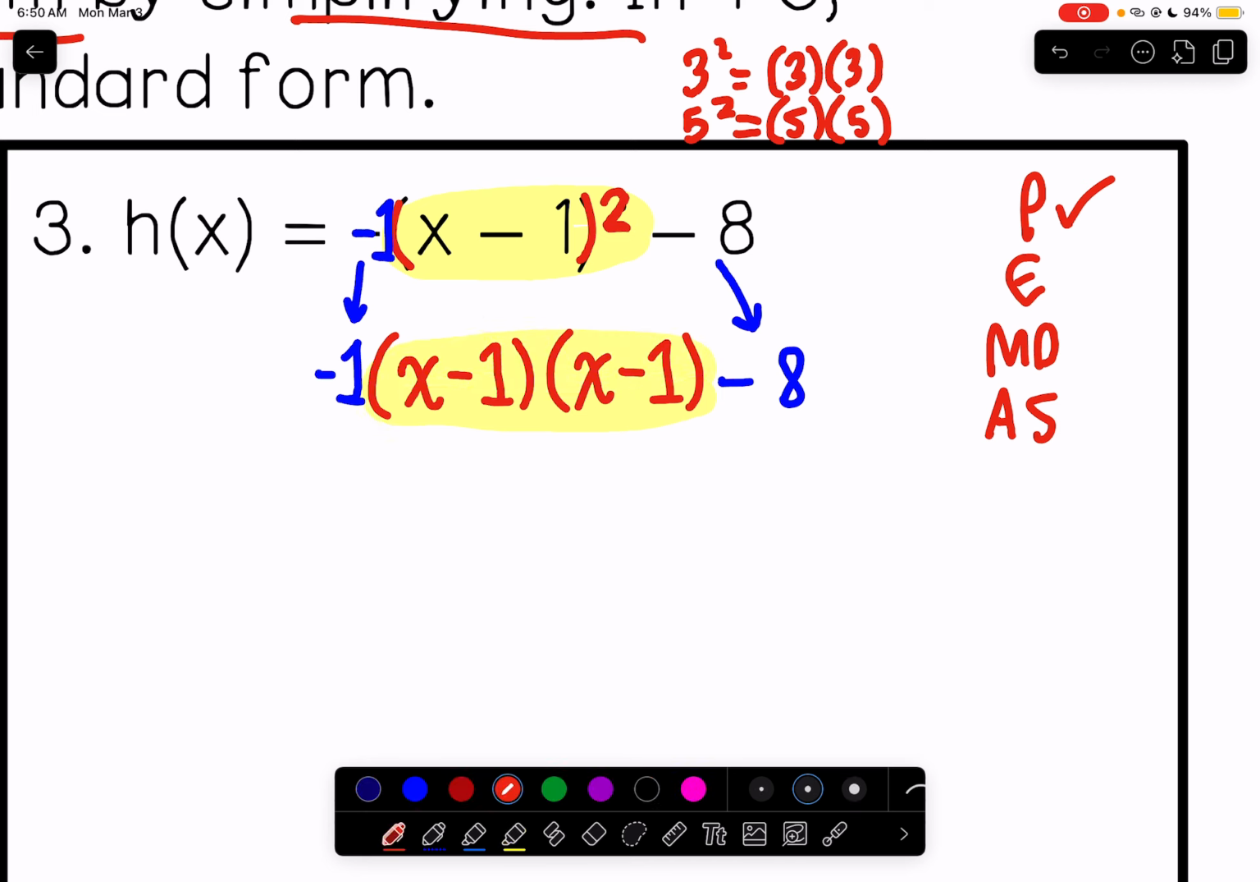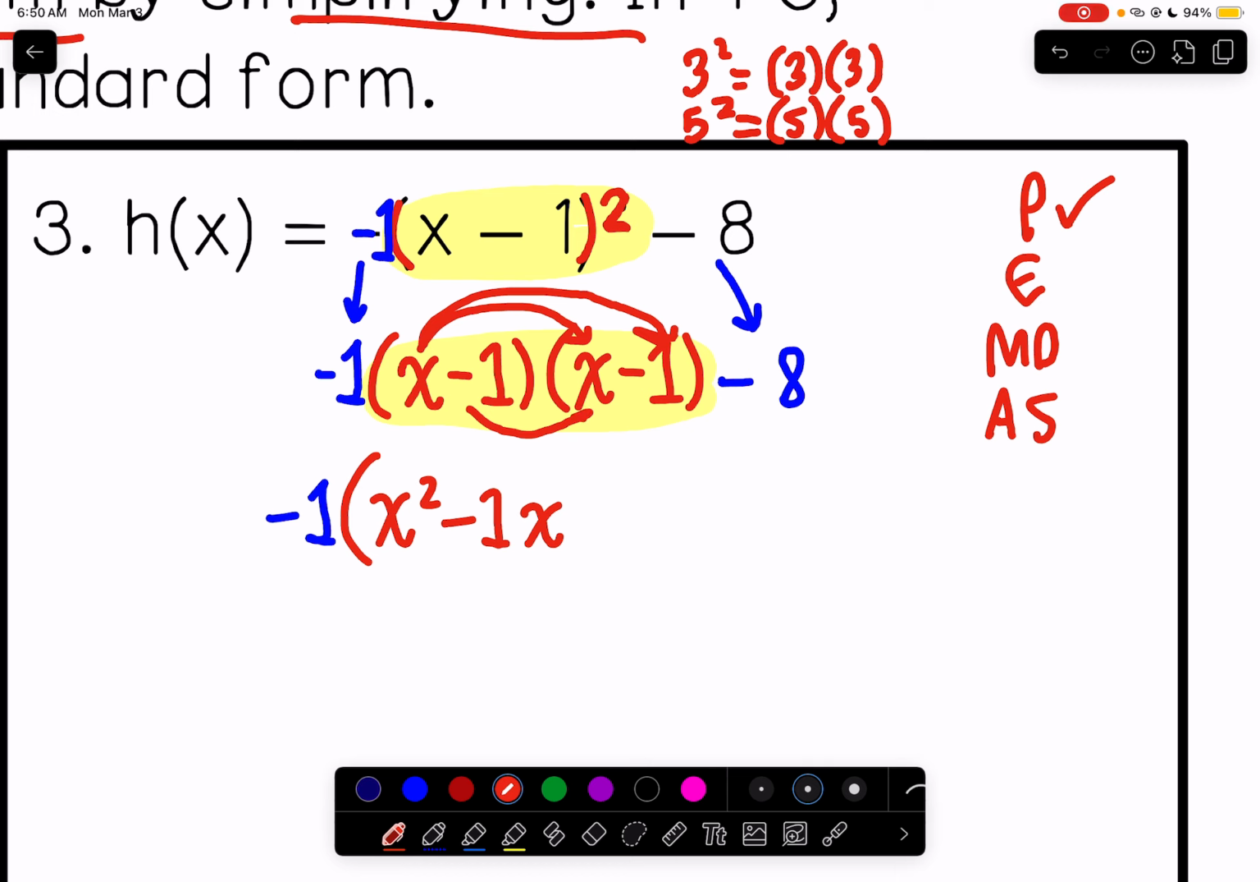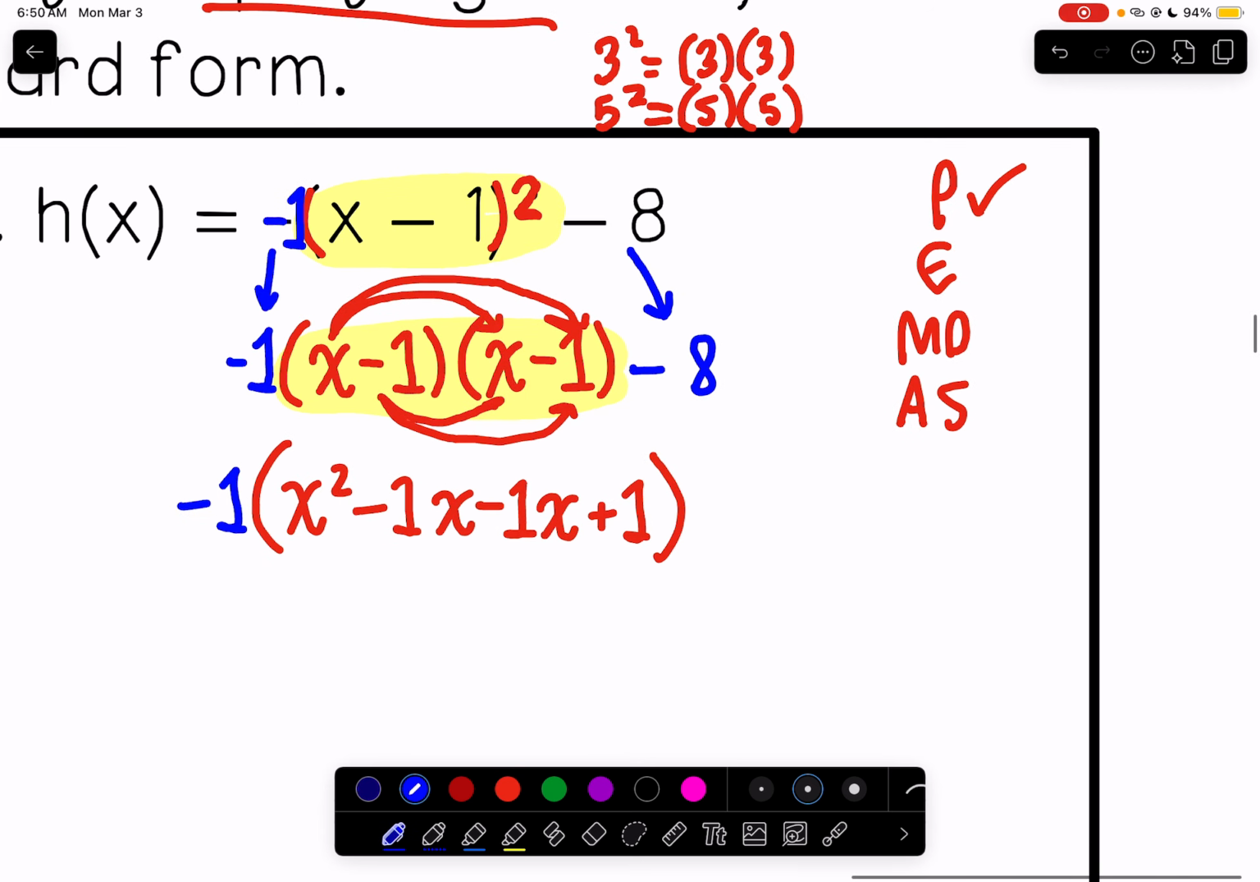So let's go ahead and do that. We have -1 times, I get x squared, minus 1x, minus 1x again, and then plus 1, because -1 times -1 is +1. And then end parentheses, -8.